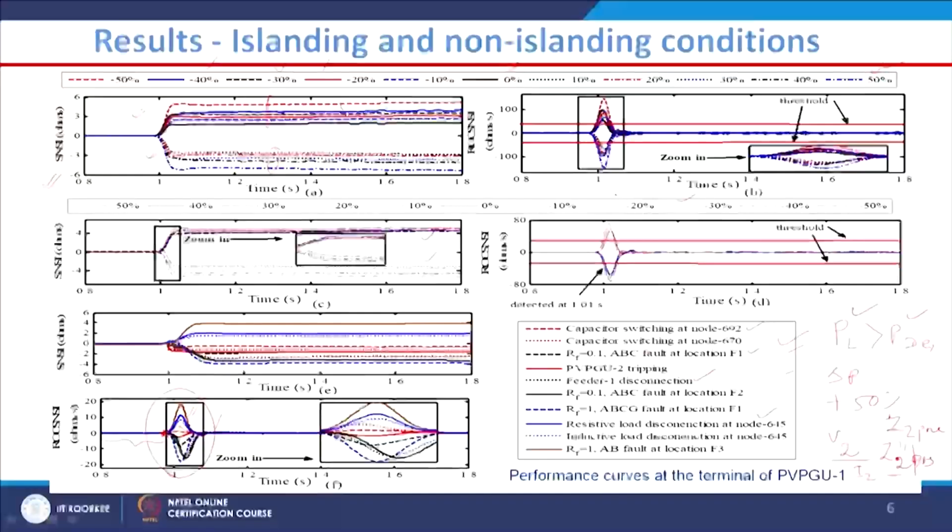You could see here that this figure shows the rate of change of SNSI, the superimposed negative sequence impedance. Here you could see the values, and this is the threshold value, and the corresponding characteristics here you can see, RO, CNSI, these are the corresponding figures.